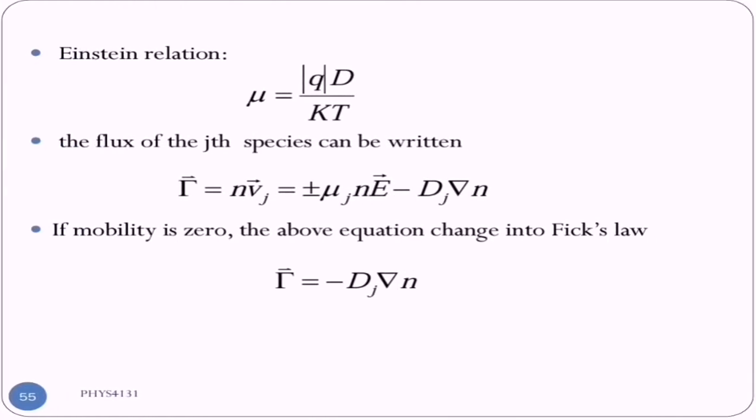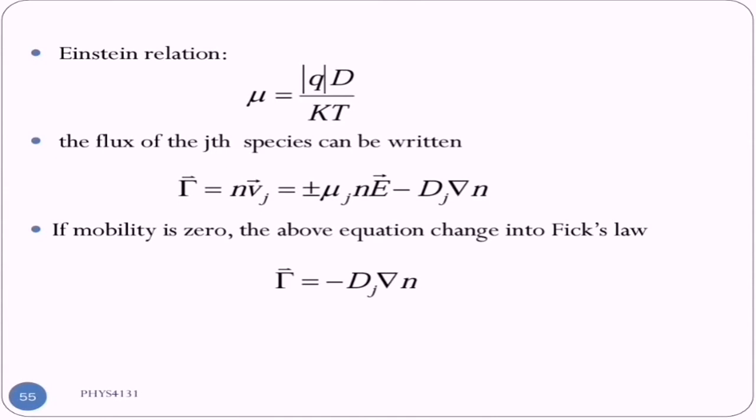These coefficients will be different for each species. D is usually measured in meter square per second. The transport coefficients mu and D are connected by the Einstein relation, which is written as mu is equal to q mod D over kT.